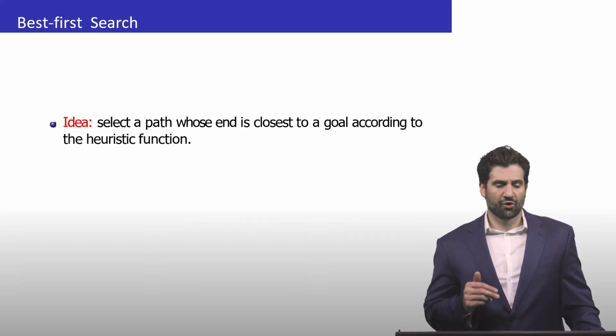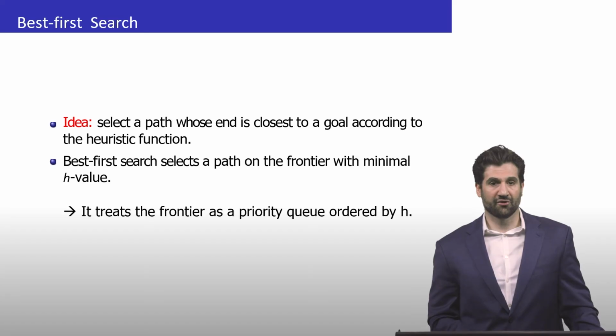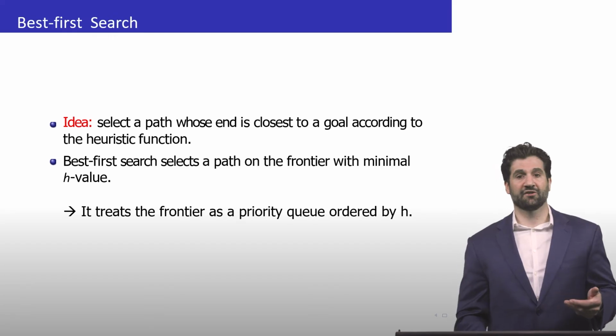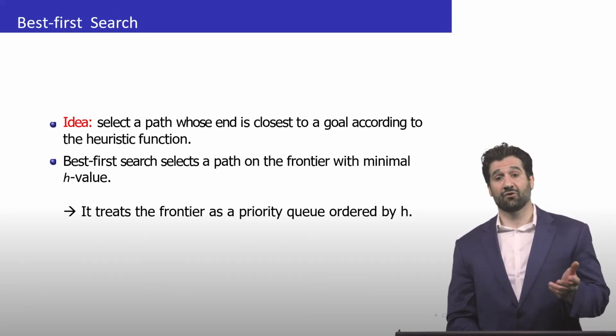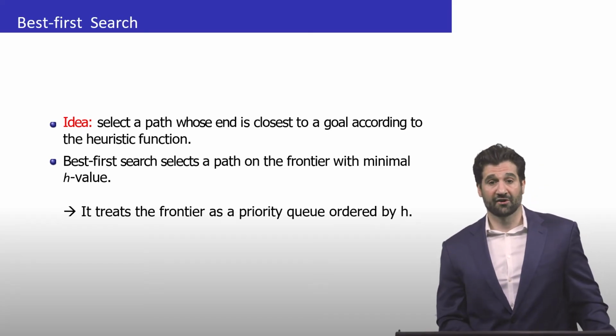So we're going to select a path whose end is closest to the goal according to the heuristic. Best first search selects the path on the frontier with the minimal heuristic value. So we're still treating the frontier as a priority queue, but now it's ordered based on the heuristic function.